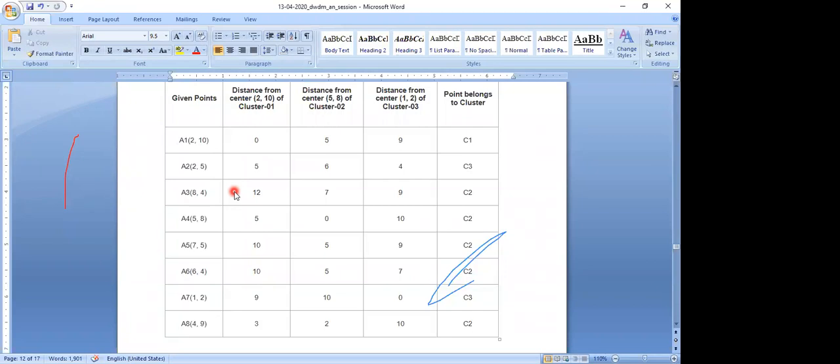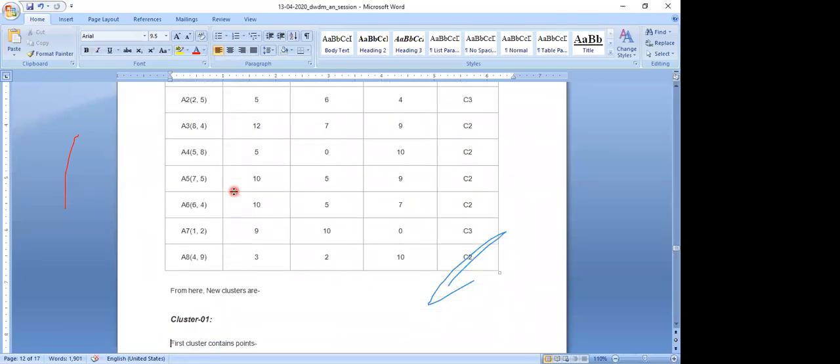Next the A5 point. At the A5 point, cluster 2 is lowest, so it is moved to C2. In the same way, A6 has its lowest value at C2, so A6 is moved to C2. Next the A7 point is lowest at cluster 3, so it is moved to cluster 3. And the A8 point is lowest at cluster 2, so it is moved to cluster 2. This is how we have formed the new clusters.